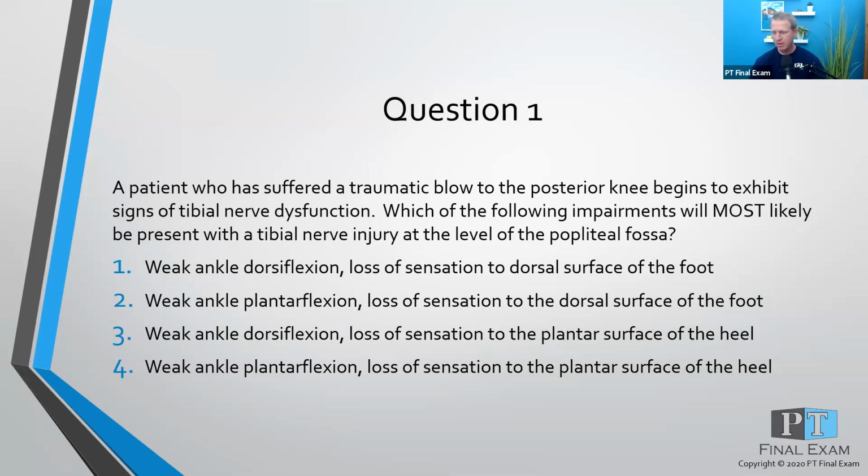And time. So this is a question that's all about whether you know your nerve injuries or not. A patient who has suffered a traumatic blow to the posterior knee begins to exhibit signs of tibial nerve dysfunction. Which of the following impairments will most likely be present with a tibial nerve injury at the level of the popliteal fossa? So level of the popliteal fossa is important because the sciatic nerve divides into common peroneal and tibial above the popliteal fossa. So at popliteal, we're at an isolated tibial nerve injury.